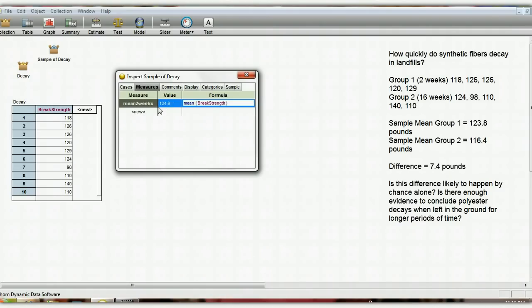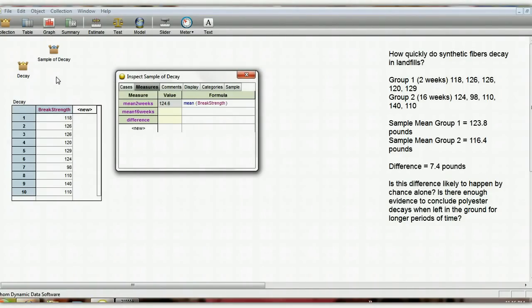Or excuse me, 124.6. 126 was one of the cases. All right, let's take a look at a formula for calculating the mean for 16 weeks, and then we'll do one for the difference between the two sample means. If you think about it, there's got to be a way to calculate this. We've chosen 5 of these values, and those 5 had a mean of 124.6.